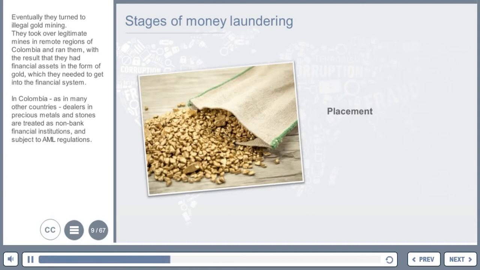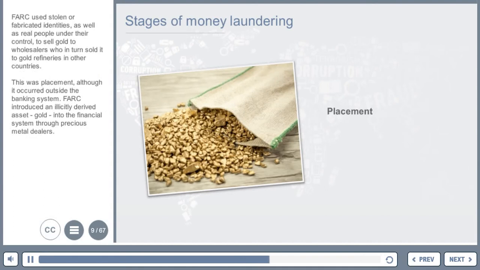They took over legitimate mines in remote regions of Colombia and ran them, with the result that they had financial assets in the form of gold, which they needed to get into the financial system. In Colombia, as in many other countries, dealers in precious metals and stones are treated as non-bank financial institutions and subject to AML regulations. FARC used stolen or fabricated identities, as well as real people under their control, to sell gold to wholesalers who in turn sold it to gold refineries in other countries. This was placement, although it occurred outside the banking system. FARC introduced an illicitly derived asset, gold, into the financial system through precious metal dealers.